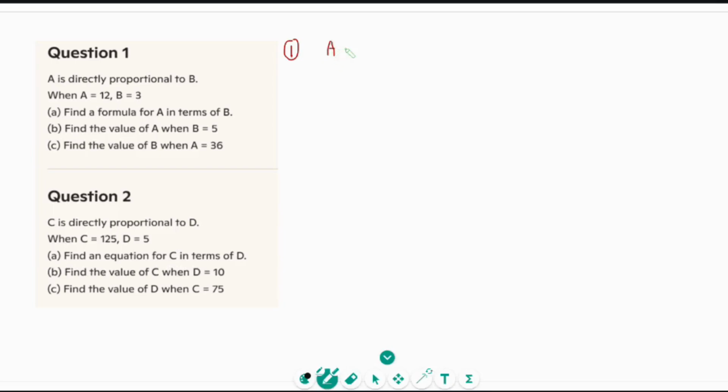Question 1. A is directly proportional to B. A is equal to KB. 12 is equal to K times 3. Divide both sides by 3. K is 4. My formula, A in terms of B, A is equal to 4B.